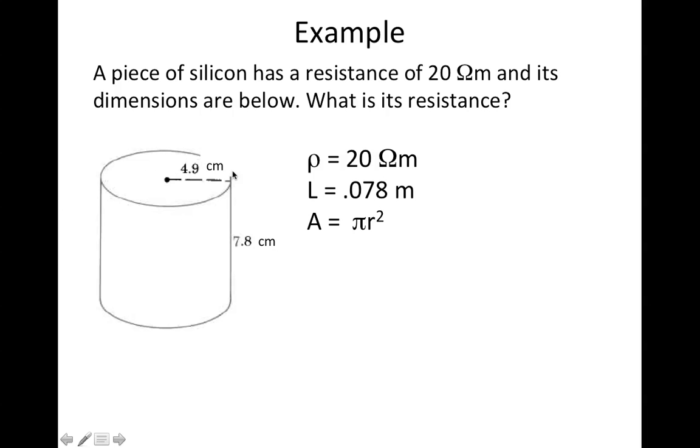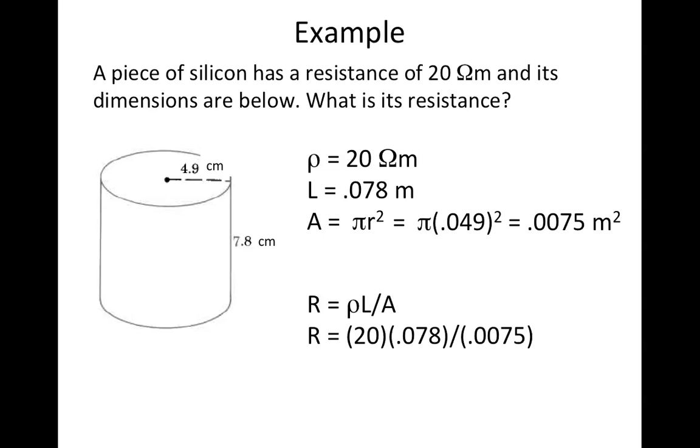If the radius is 4.9 centimeters, then I'm going to have to use pi r squared to find the area. So it's pi times 0.049 meters, squared, which gives me an area of 0.0075 meters squared. Resistance is rho times length divided by area, so 20 times 0.078 divided by 0.0075 gives me a total resistance of 208 ohms. So if this were a block of silicon and I were connecting it into a circuit as part of my circuit, this block would resist electricity with a resistance of 208 ohms.